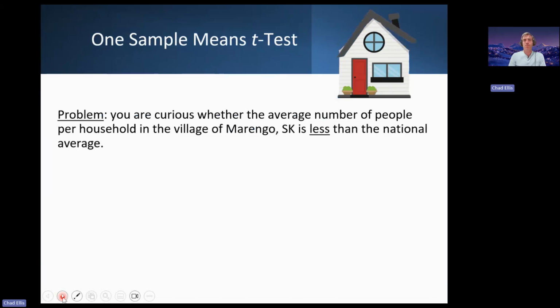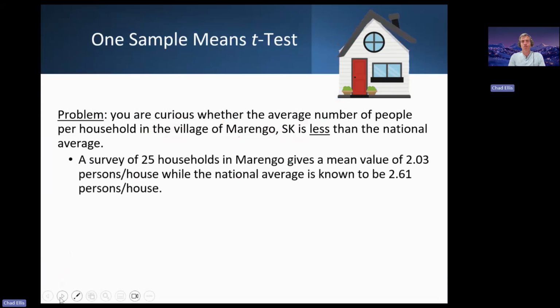So let's do an example. I'll use my hometown example again. Your scenario: you're curious whether the average number of people per household in the village of Maringo, Saskatchewan is less than the national average. Let's get some data. You do a survey of 25 households in Maringo, and you get a mean value of 2.03 people per house, while the national average is known to be a little higher, 2.61 people per household. So there is a difference, but we want to know whether the Maringo sample is statistically different from the national average.